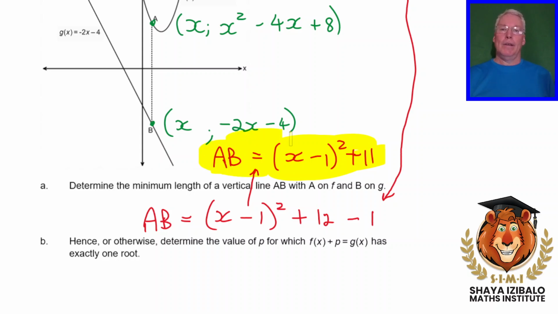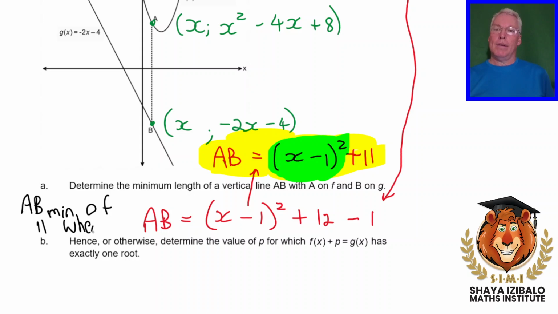Now, that there is a very useful form, because we know that when we square something, it is always at least 0. It can't be negative. And that means that this piece here is always at least 0. And that means that AB is bigger than or equal to 11. All right? The smallest value AB can have is 11. All right? So AB minimum value is 11, when x equals 1. Because when x equals 1, we won't be adding anything onto the 11, because that bracket will be 0.